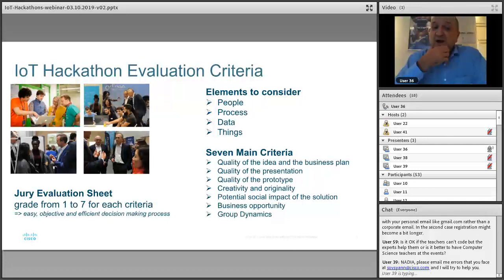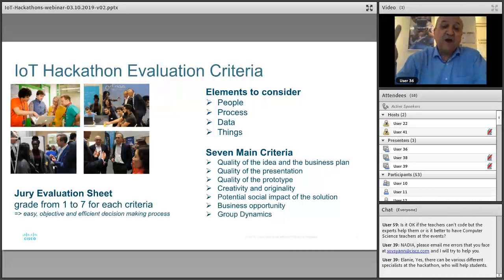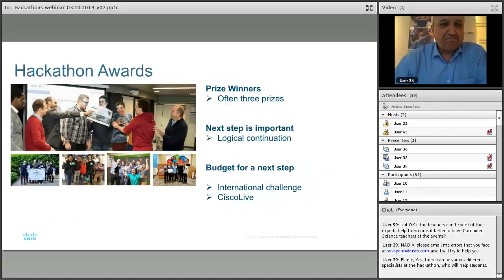The main criteria for evaluation by the jury: What is the business idea? Is it an interesting idea? What about the presentation? What about the prototype? Is it an original solution? Is there a social impact that's interesting, etc.? So there are 7 criteria for the jury.